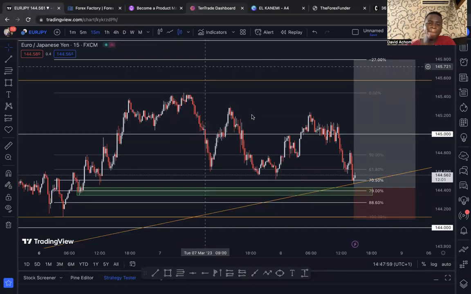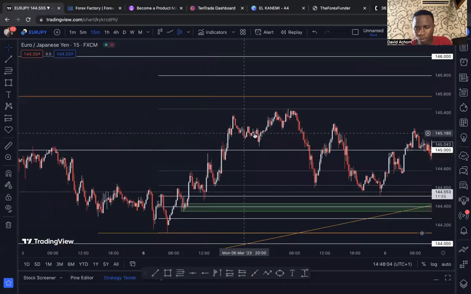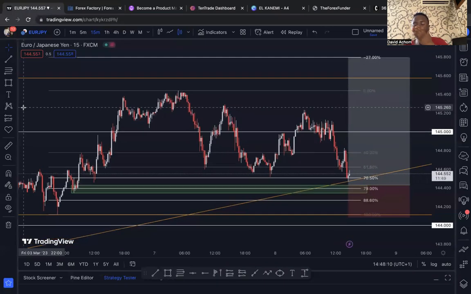Other block also. You guys don't understand the other block part, so let me explain. Pay attention. Order blocks are the last opposing pressure before an impulsive move. The last opposing pressure before an impulsive move is called an order block.